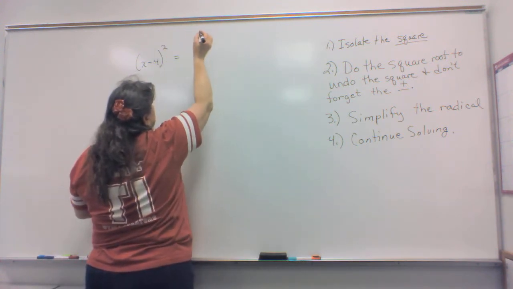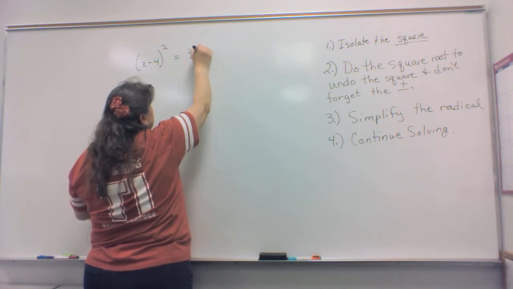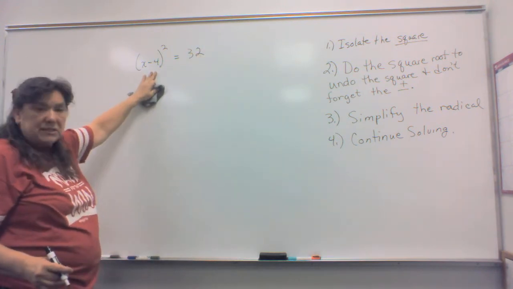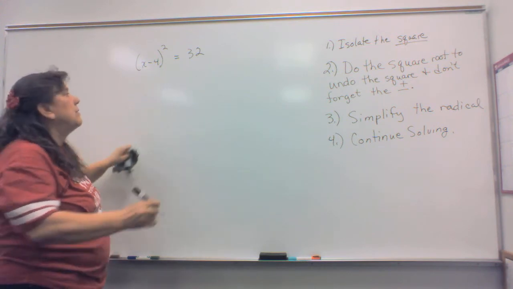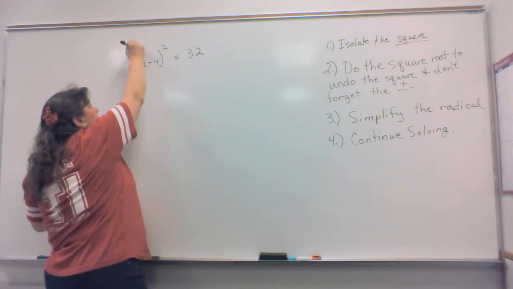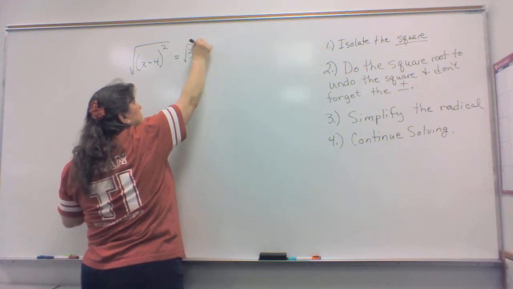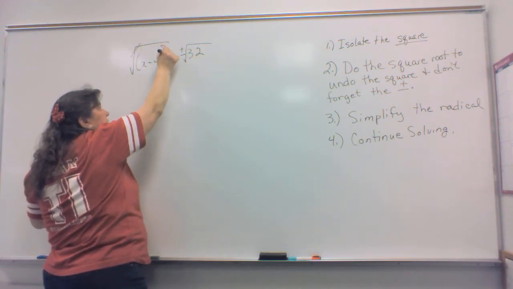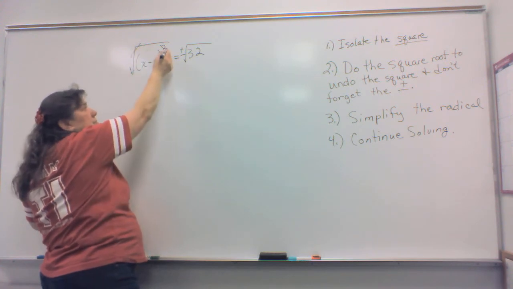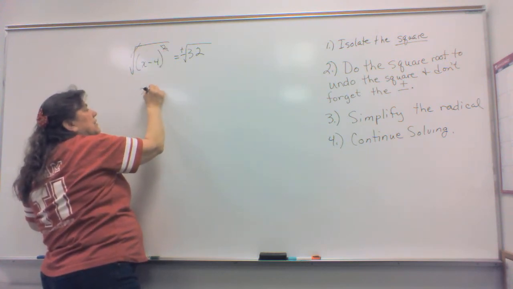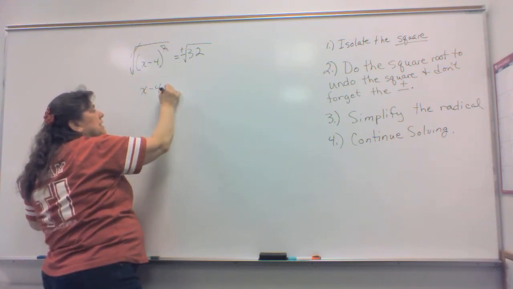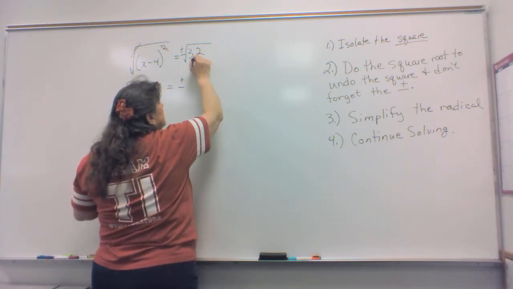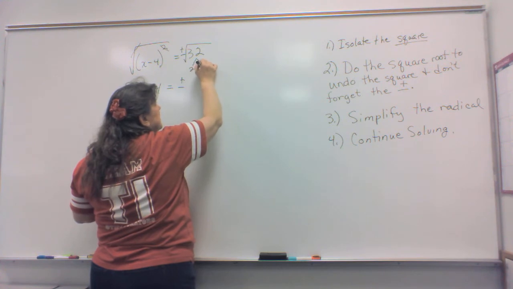How about 32? Okay, again, my square is already isolated, so I'm going to undo my square by taking my square root of both sides. My square root undoes my square, leaving me with x minus 4, which is equal to, this is plus or minus, this is going to be 2 times 16.